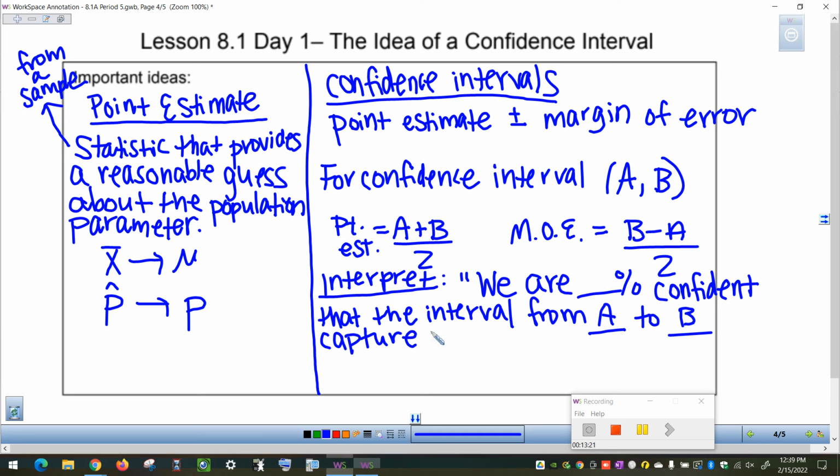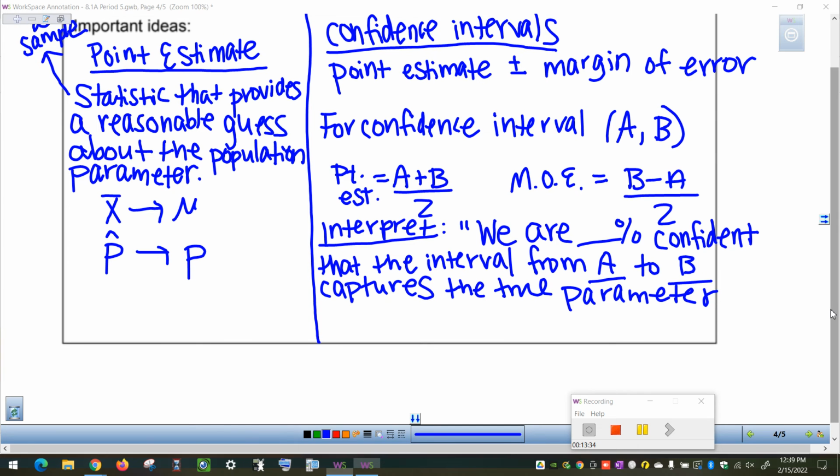Captures. You could also say contains, but you'll see me write it as captures. The true parameter. So depending on what we're looking at, it could be captures the true mean or captures the true proportion. So those would be two different types of parameters, of whatever our context is. So today it was captures the true mean of AP midterm scores.